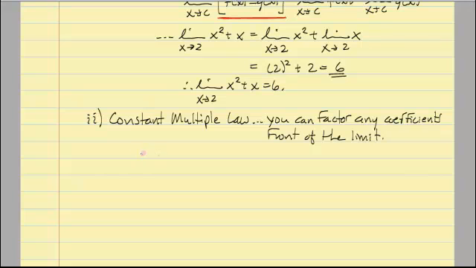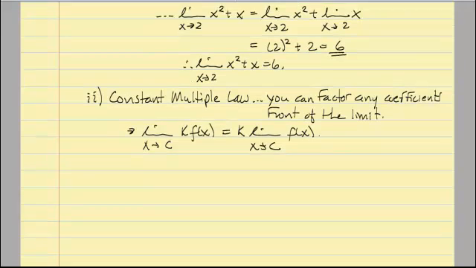In general, this looks like the limit as x approaches c of k times f of x. Now k is my constant here. What this is saying is I can pull k out front and then just take my limit as x approaches c of the function.